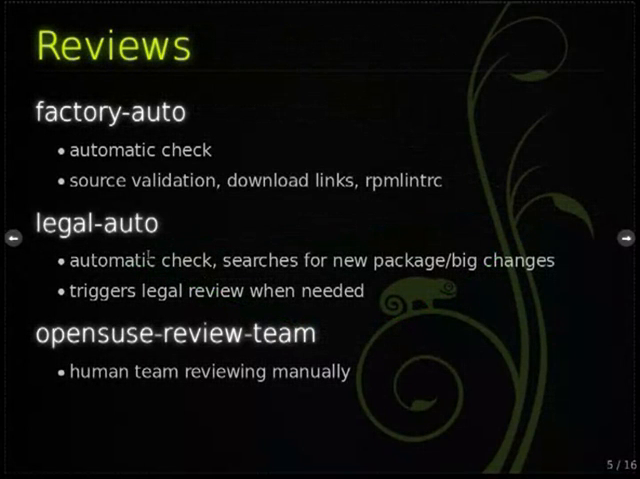Now, a little bit about the reviews that are done when you are checking a package into factory. We've got factory auto, which roughly checks automatically whether downlink links are okay, RPM lint warnings and stuff like that. We've got legal auto, which automatically checks the packages that were already in factory and checks whether there is something suspicious changed and might need a legal review.